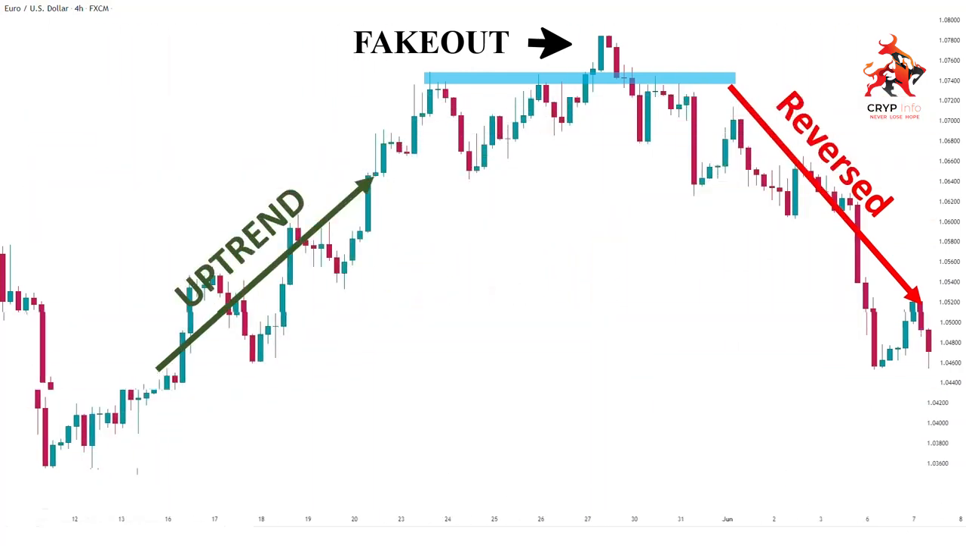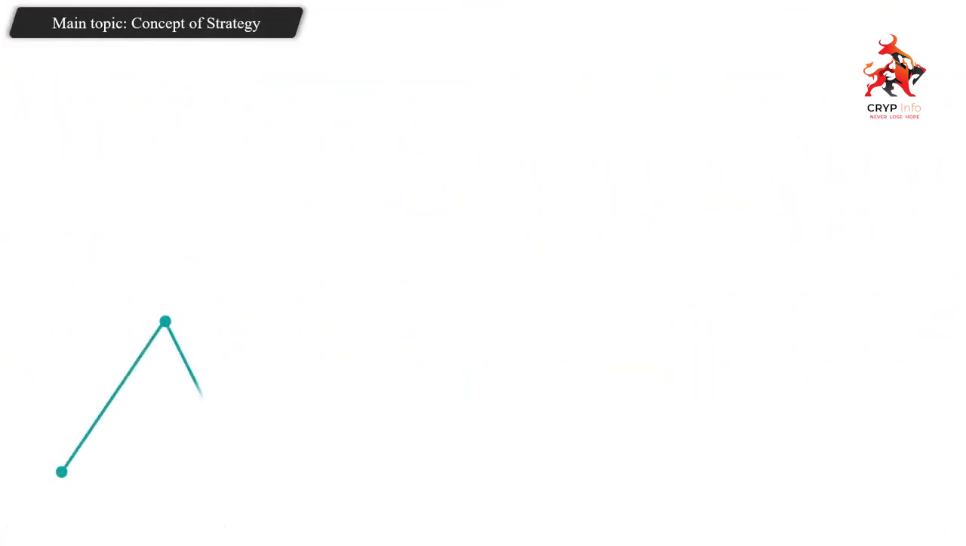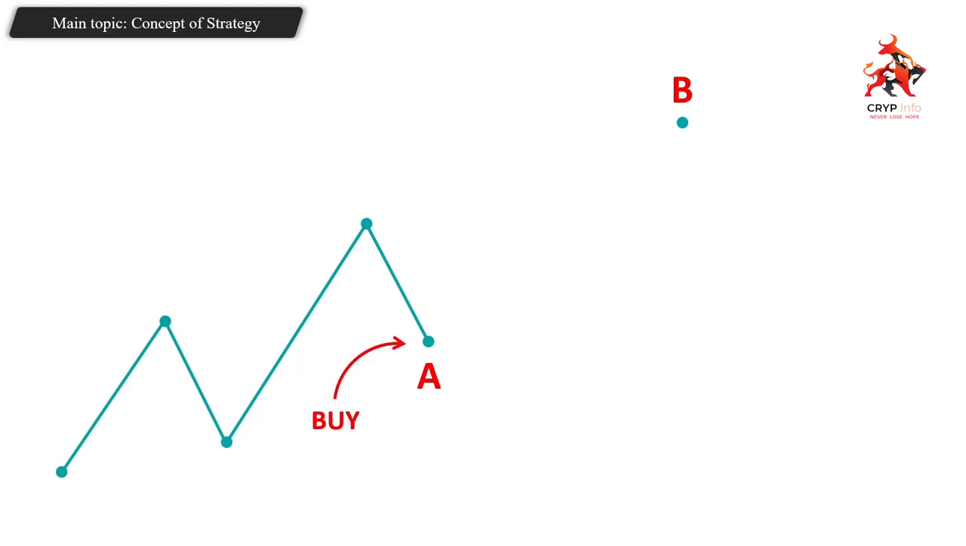So once again, imagine that we are in an uptrend, and the market makers want to push the market from point A to point B, and let's suppose that they want to buy 1,000,000 shares before reaching the B.